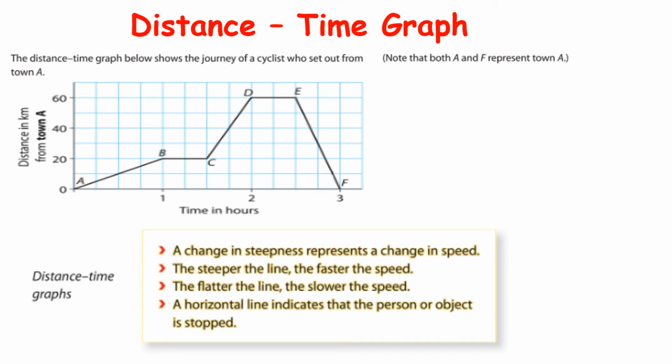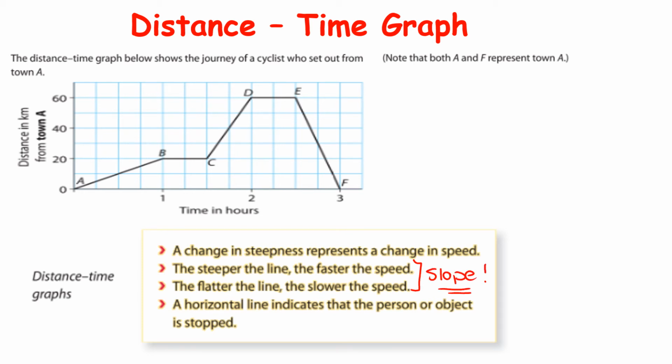Just be aware of some things. A change in steepness represents a change in speed. The steeper the line, the faster the speed. The flatter the line, the slower the speed. A horizontal line indicates a person or an object has stopped. And what we're talking about here is slope.